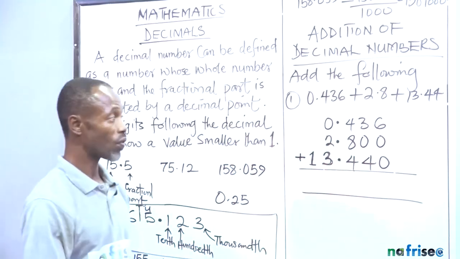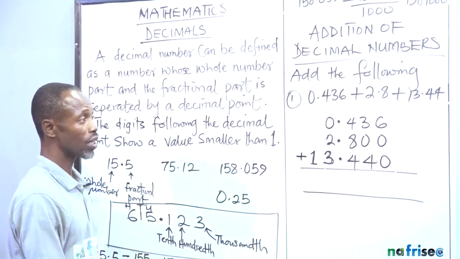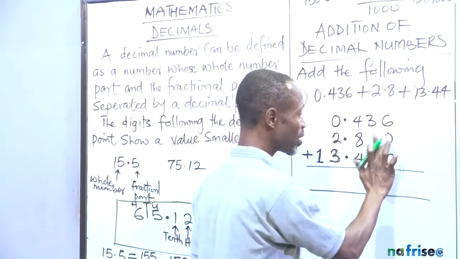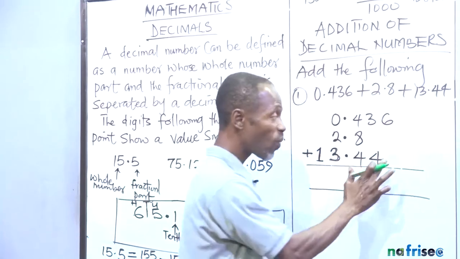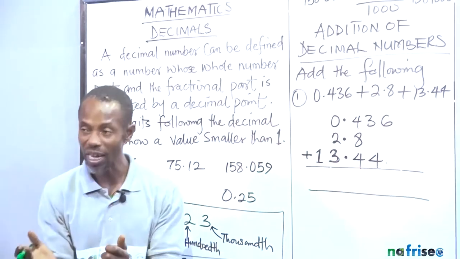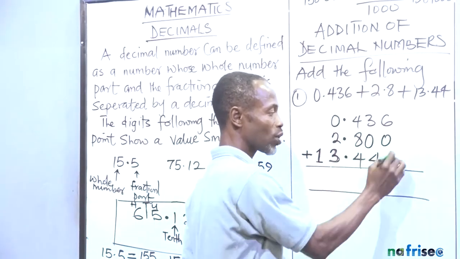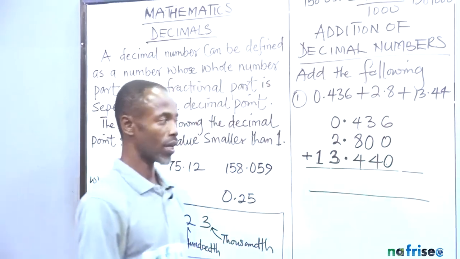these numbers. So if you give me 0.436, and you give me 2.8, and you give me 30.44, remember these zeros weren't there in the first place. I said for convenience, so that you don't find it difficult to add, place zeros on those empty spots, in as much as the decimal point is given there.